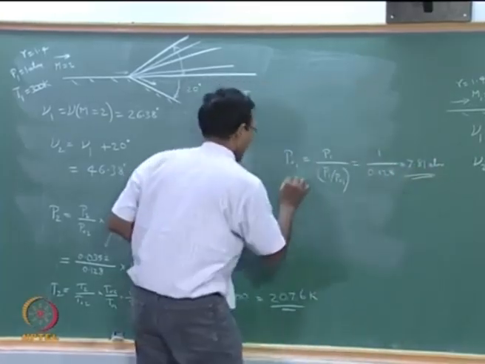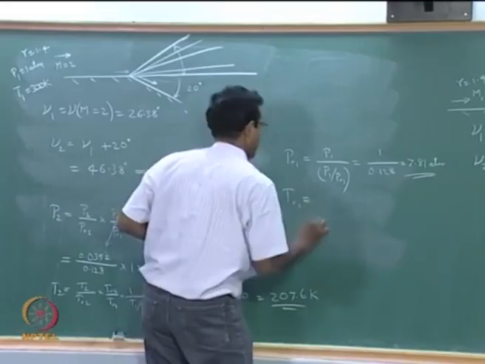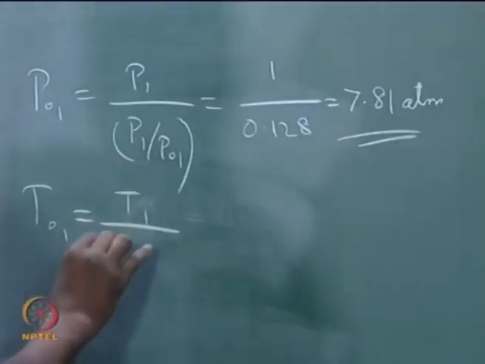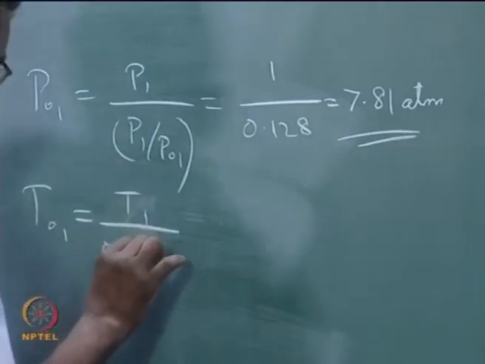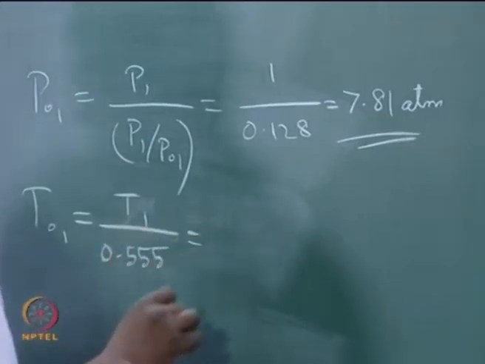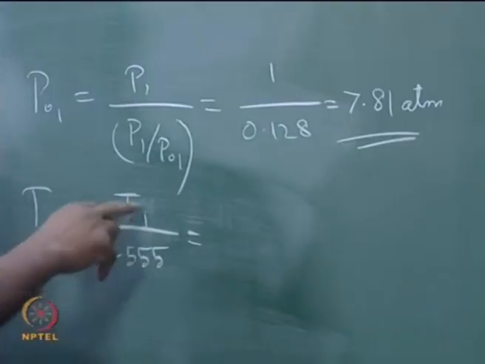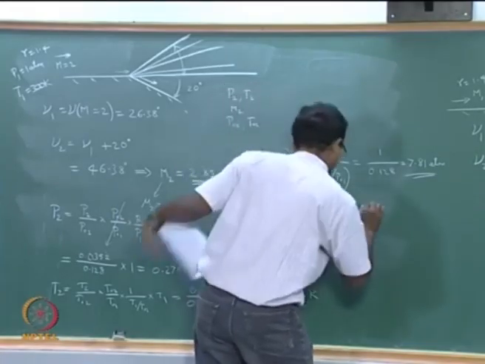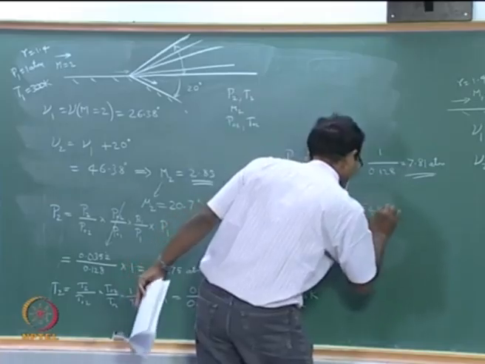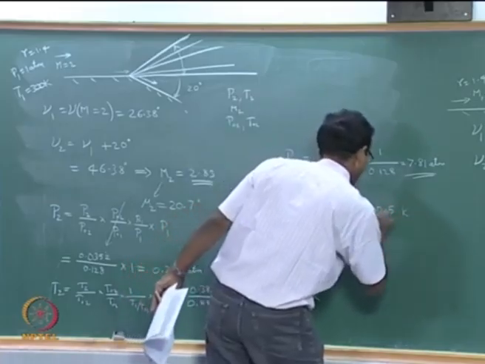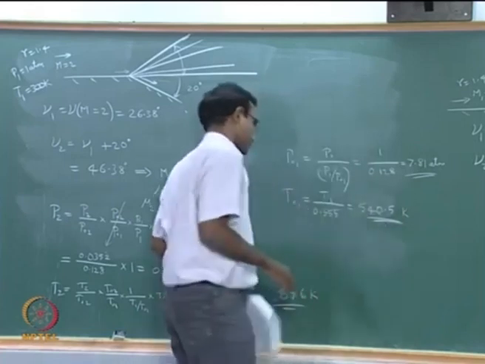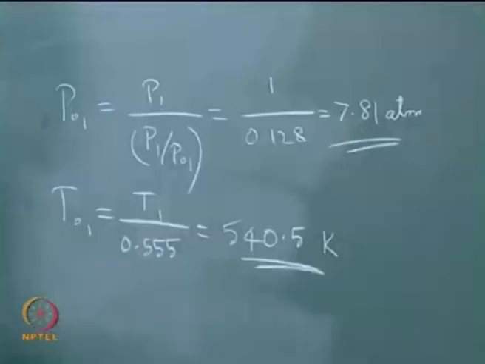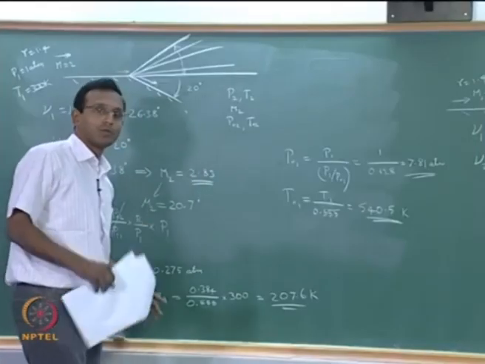Okay. And a similar thing for T naught 1: T1 divided by that ratio, 0.555. So I have to multiply this with 300. So 300 by 0.555, that number is 540.5 Kelvin. Okay. And of course P naught 2 is equal to P naught 1, T naught 2 equal to T naught 1. So now I have solved this full problem of expansion fan.